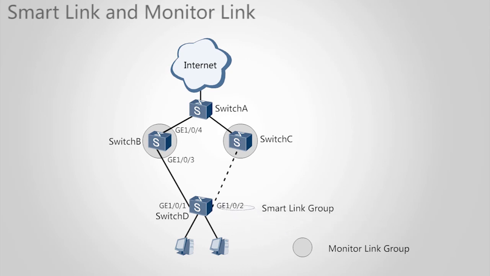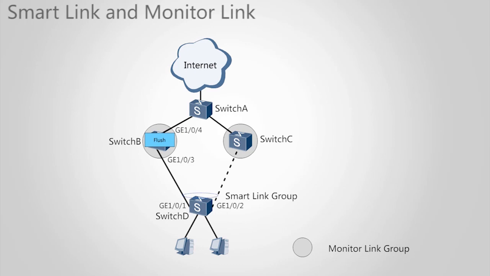In the figure, switch D connects to switch A. Smart link is configured on switch D. GE1/0/1 is in forwarding state and GE1/0/2 is blocked and in backup state. This prevents switch D, switch C, switch A, and switch B from forming a loop. If the link between switch B and switch D fails, Smart link can detect the fault and quickly switch traffic to the standby link. Smart link sends flush packets in multicast mode to notify other devices to update their MAC address and ARP tables.